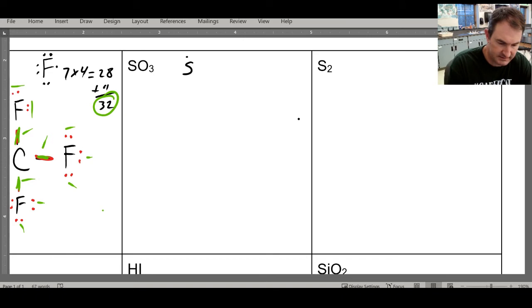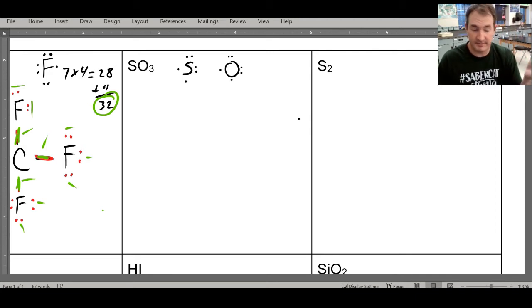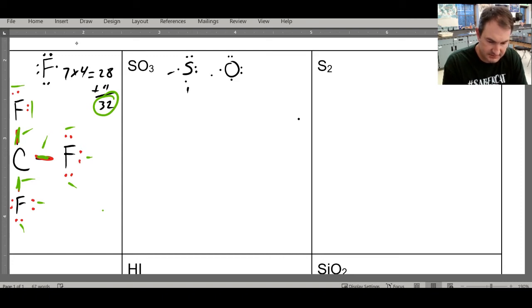Sulfur has 6 valence electrons, so it looks like this. Each oxygen has 6 valence electrons, so it looks like this. Now, we have a problem because both of these atoms have the same number of unpaired electrons. Sulfur has 2, and oxygen has 2, which makes sense because they both have 6 valence electrons. So how do we know which one goes in the middle? There's another trick for that, and that would be looking at the formula.